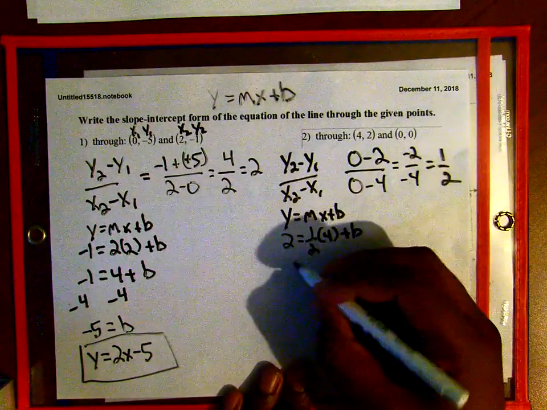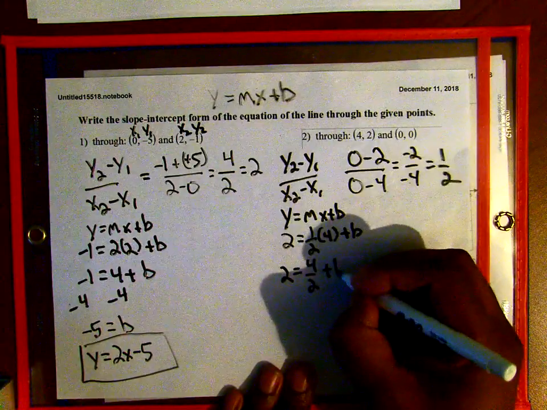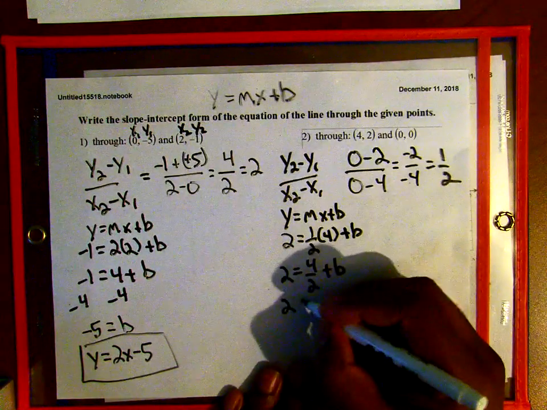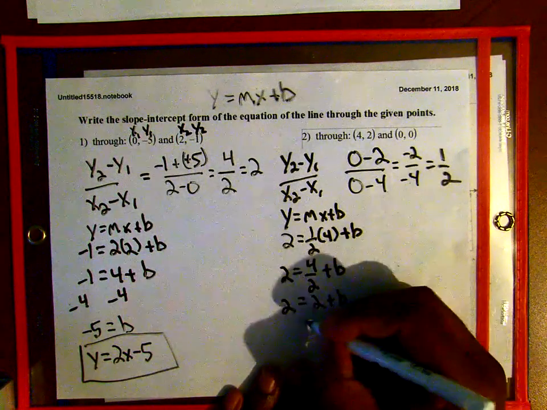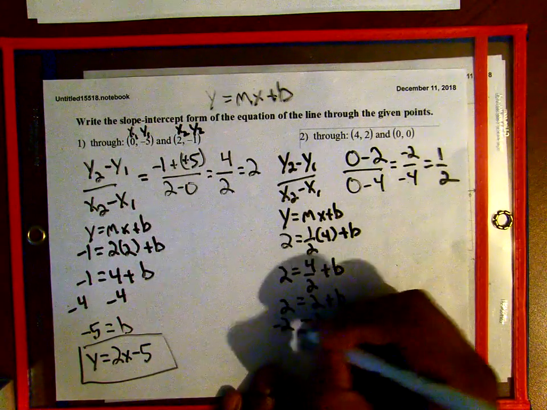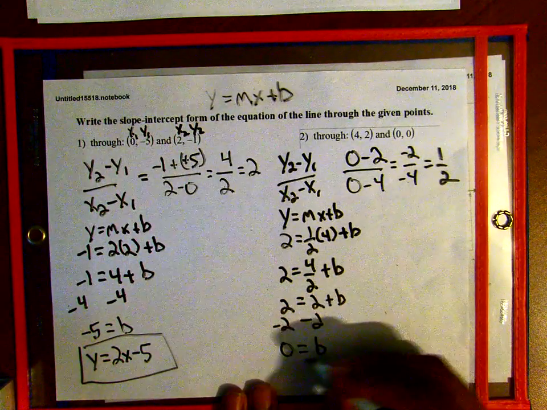Once I multiply this, I get 2 is equal to 4 over 2 plus b, which leaves me with 2 is equal to 2 plus b, and then subtract 2 on both sides. Now I get 0, so b is equal to 0.